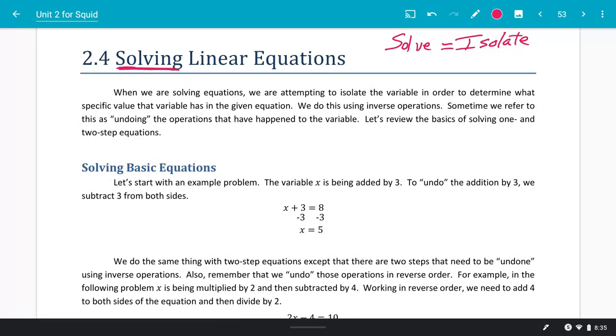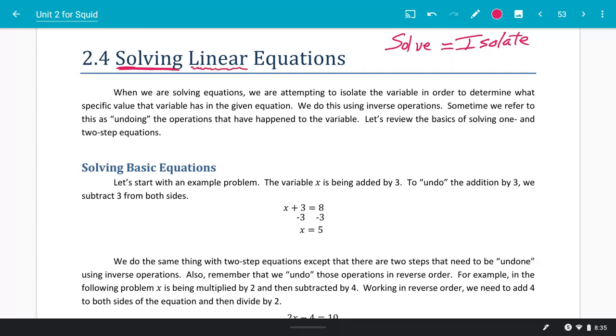All right, so solve does not mean that we're going to get a number. It just means get that thing by itself. Isolate it. That's what the word isolate means, in case you didn't know. It means get it by itself. Okay? Linear, just for fun.